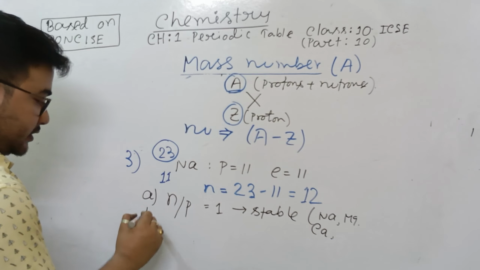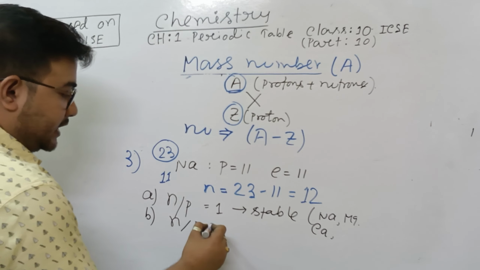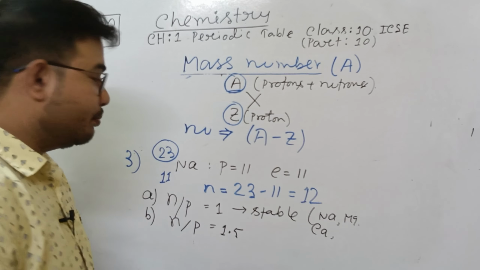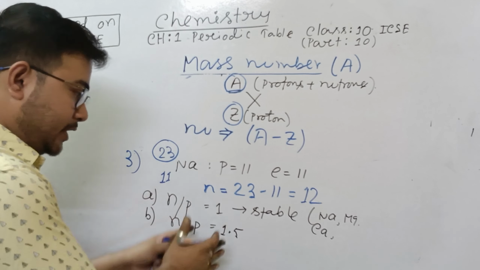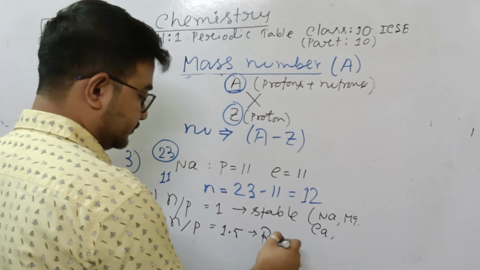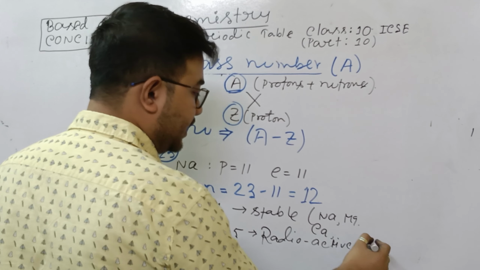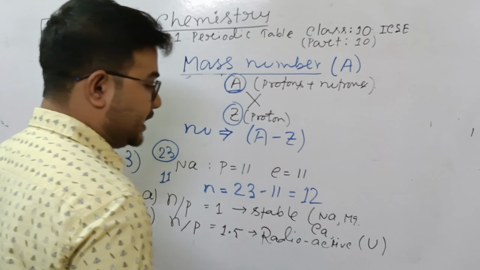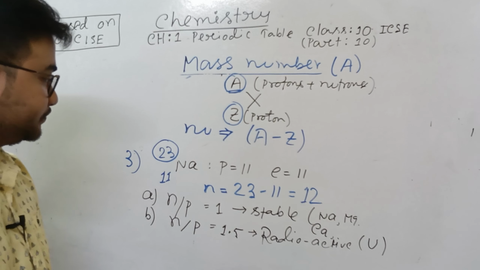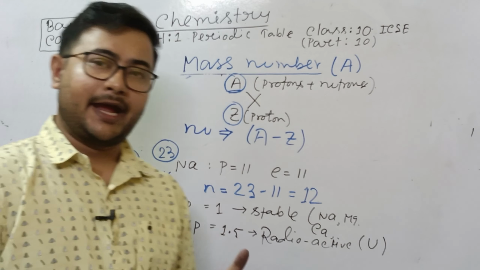But sub point B, if the neutron by proton ratio is a minimum of 1.5 and more than that, then they are radioactive. Example, uranium, formula is U. Memorize these two parts. Now we completed atomic number and mass number.